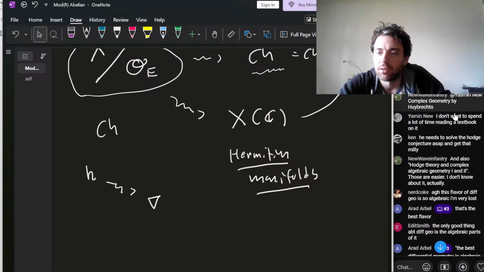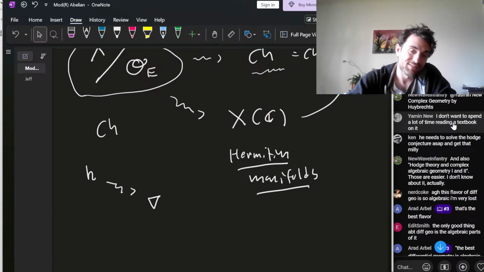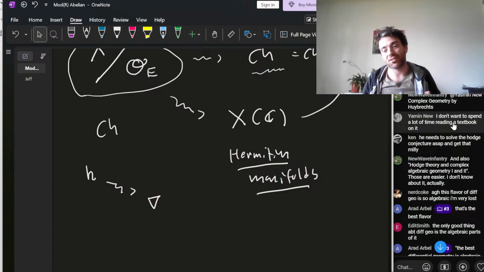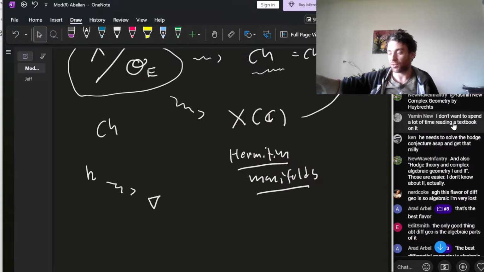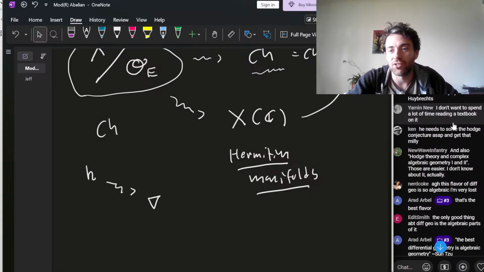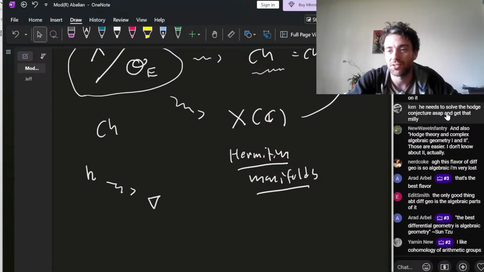You don't want to spend a lot of time reading a textbook on it? Yeah, but this is math. If you don't want to spend a lot of time reading a textbook on a subject, then you're probably not going to get super far in that subject. I mean, it's not necessary. Some subjects you can pick up little scraps and bits from disjoint papers and PDFs, and some you do just have to sit down and go through a tome. But I don't know, it's just kind of how it is.